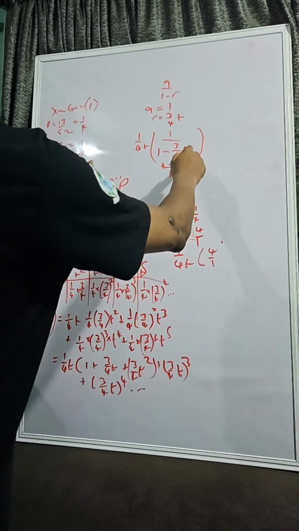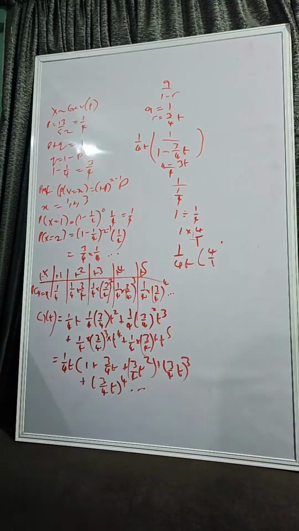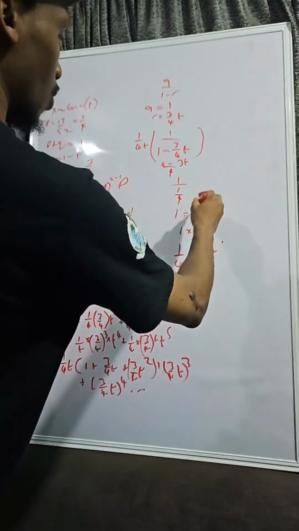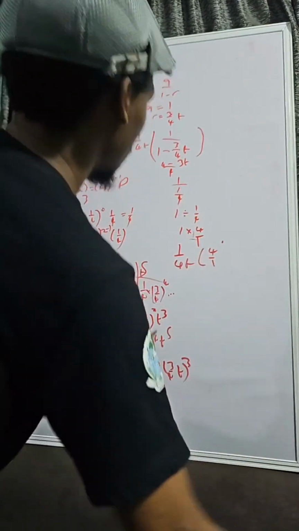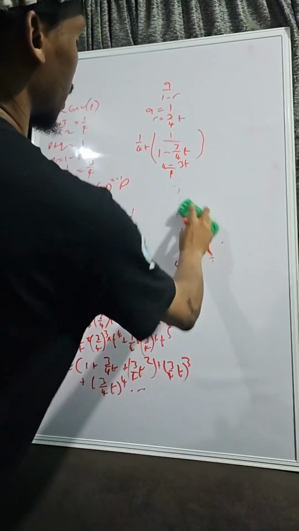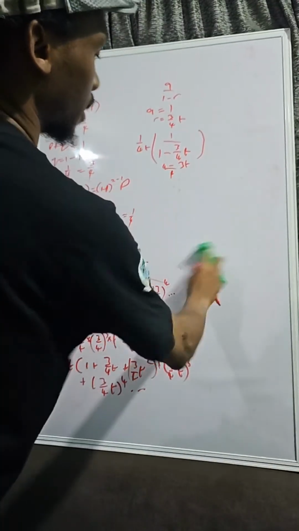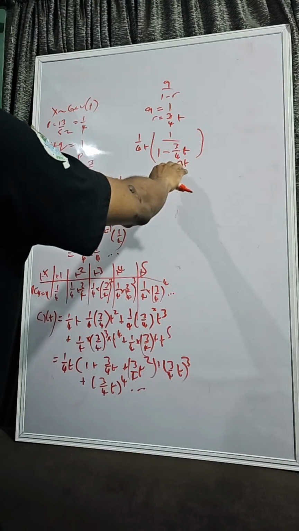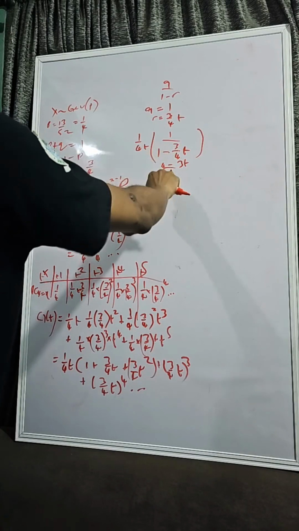Hey, sorry, there's a t here. So this is not 1, no. Sorry about that. So 4 minus 4, let's go back to this.